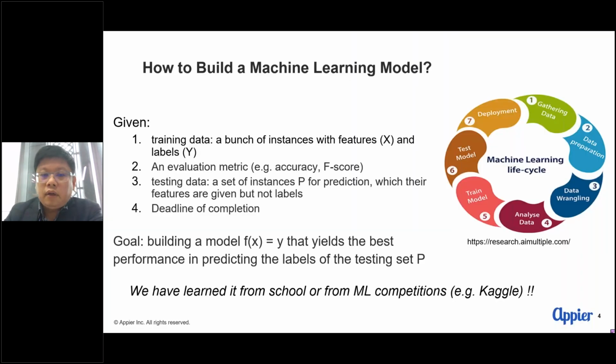Yeah. So we all know the machine learning life cycle. People start from gathering data and then prepare data, analyze them, and then we train the model, test the model, and then we deploy the model. So this is what people believe to be a life cycle for machine learning. To train the model, we have to get a bunch of training data, and we have to know in advance the evaluation metrics, for example, accuracy, and we have to gather a set of testing data to evaluate the performance. And we normally are provided a deadline of completion, so we need to finish everything before a specific time. And the goal is to build a model that can minimize the error or maximize some sort of accuracy. This is what we have learned from school or from machine learning competitions.